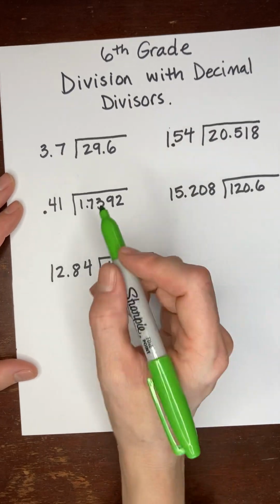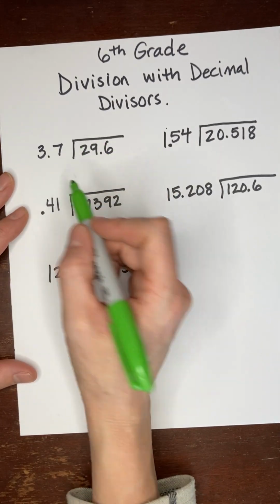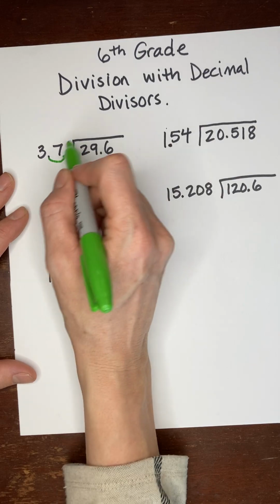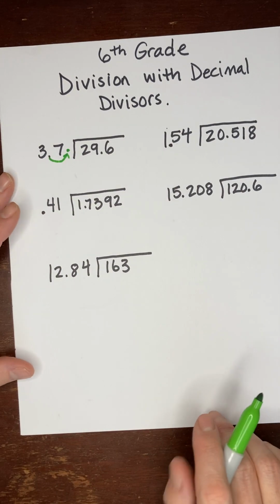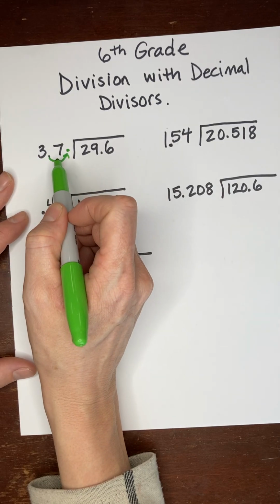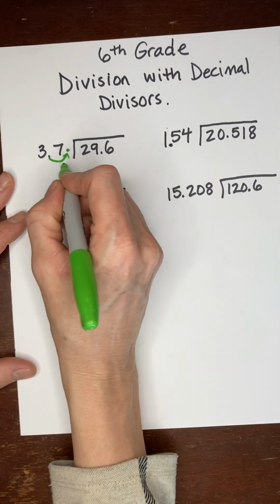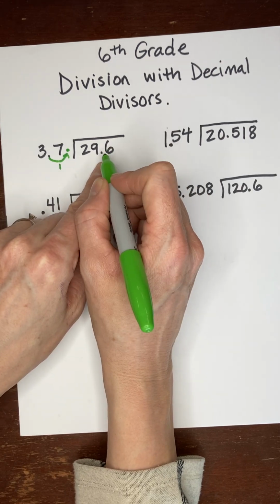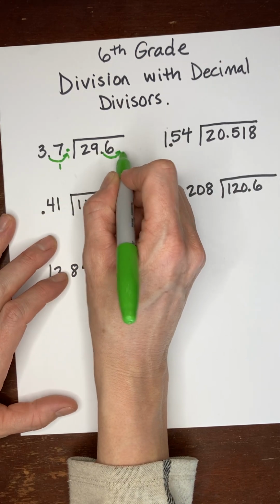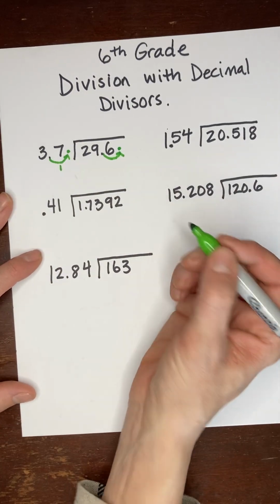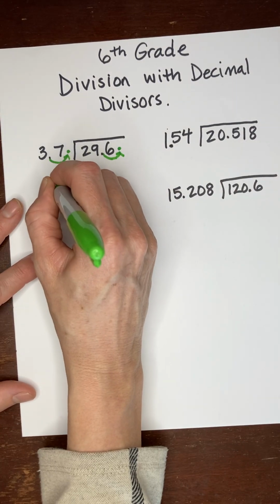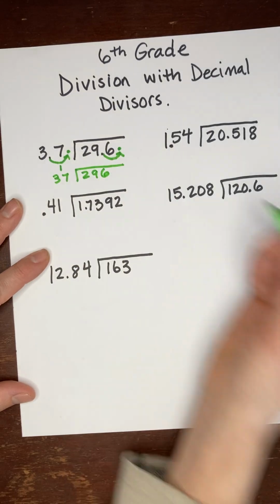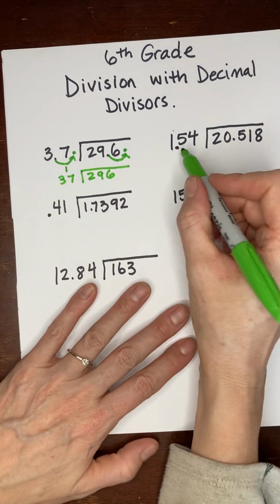To start off with, I'm just going to show you what to do, and then I'll explain why it works. We're going to move the decimal place until it is at the end of the number and the number is whole. So now that number would be 37. However many decimal places we moved it, we're going to move the decimal for the dividend the same number of places. So we're going to go like this. Now our new problem would be 37 into 296.